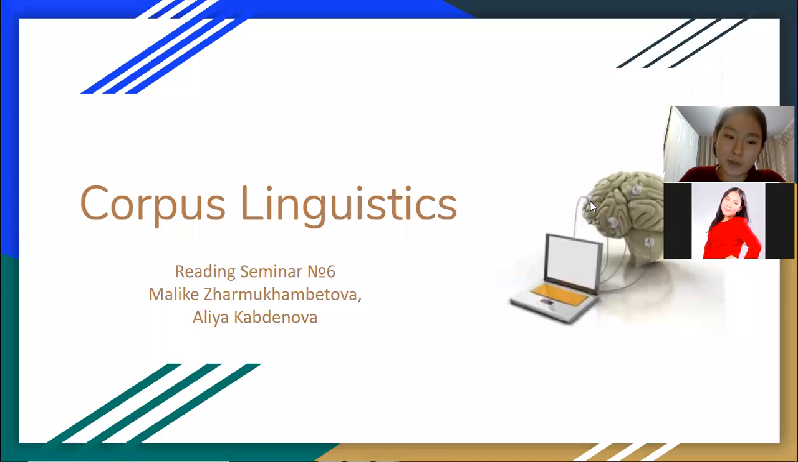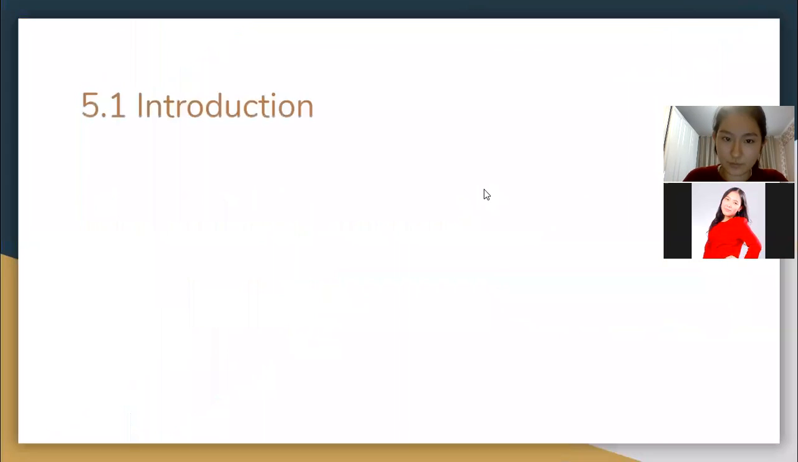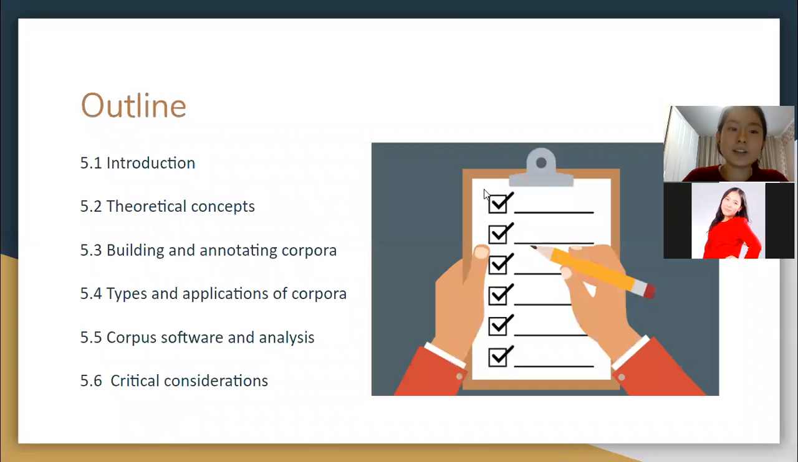Today, me, Malika Jarohambetova, and Aliya Kaptenova, we are going to present you our new topic called corpus linguistics. Here's the outline that we are going to cover today.